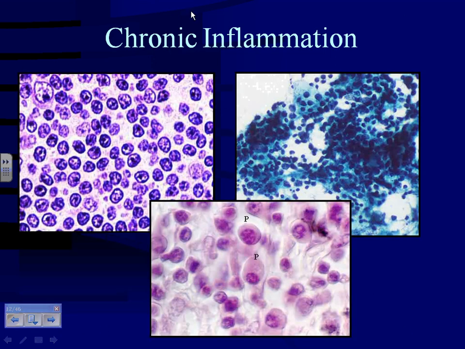Here's some examples. These are lymphocytes here on Diff-Quik as well as over here on Pap stain. Lymphocytes tend to occur mostly as single cells, but occasionally you'll get clumps like you do here, depending on how cellular the specimen is.